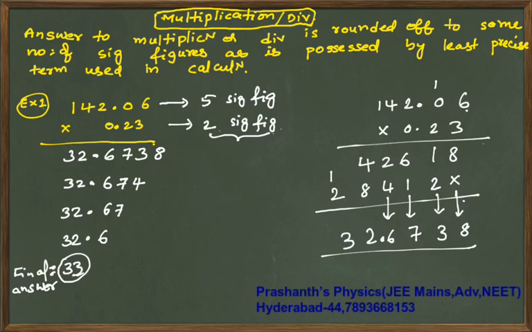Alright, so this is how you are supposed to multiply it. As an example, first copy this thing down. I will give one more example, you do that.